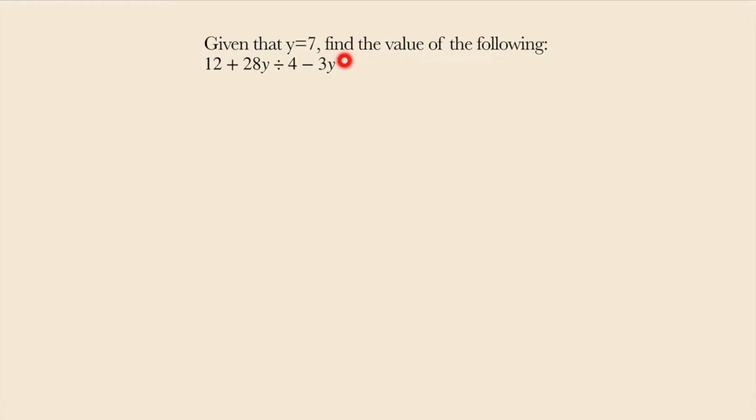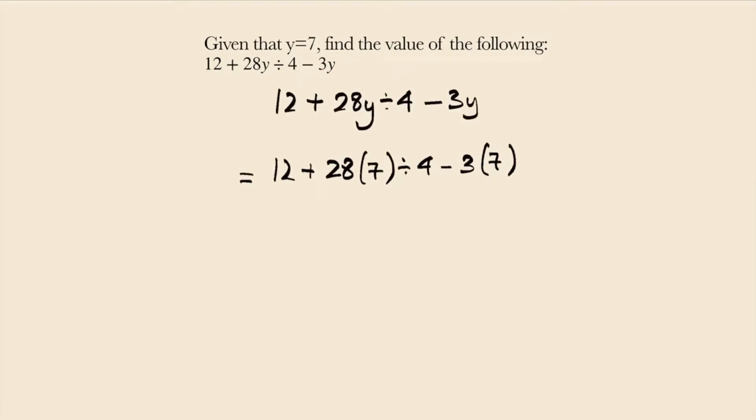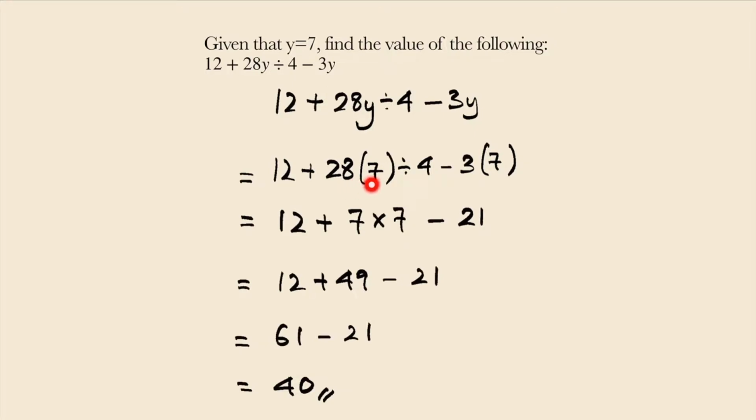Given that y equals to 7, find the value of the following, plus, minus, and division. So we can simplify the expression, or we can simply substitute 7 straight away. So here, sub 7 in there, and then we'll do the multiplication. Now how did I get a 7 times 7 here? Look here, I can take 28 divided by 4 first. That's perfectly fine. So that's how I got my 7 times 7.